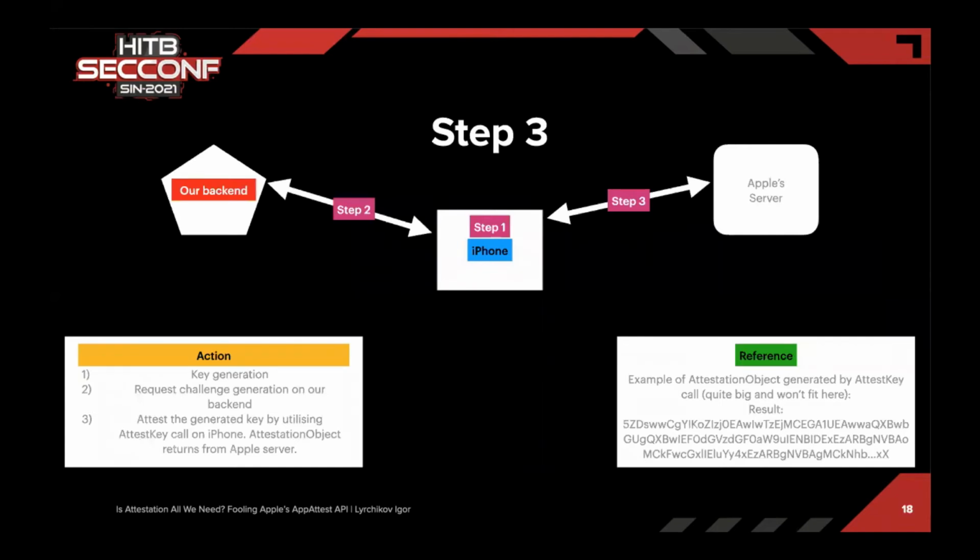And yeah, then step number 3, after we call this attestKey function with all necessary parameters, our iPhone actually sends an outgoing request to Apple's server. And in the response to this request, we receive the attestation object. It's a really, really huge piece of data. It won't even fit in the reference corner, so yeah, it's cropped here.